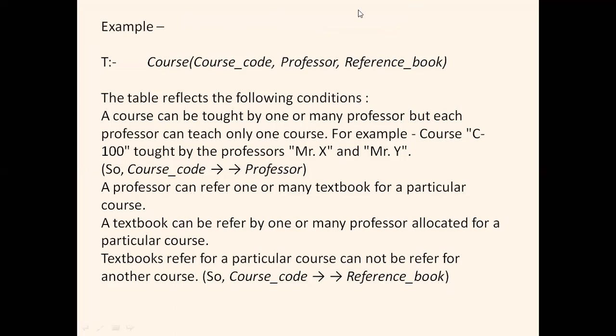Okay, so what do we have? The table reflects the following condition: a course can be taught by one or many professors, but each professor can teach only one course at a time. For example, course C100 is taught by Mr. X and Mr. Y. So the course code maps to a professor.